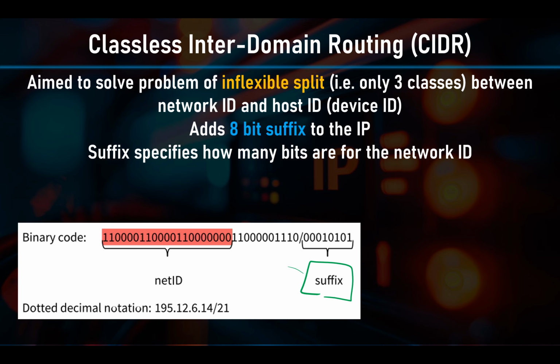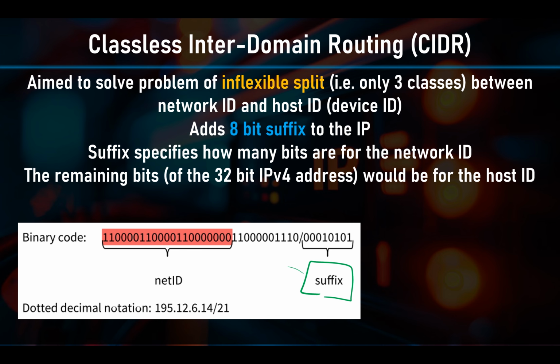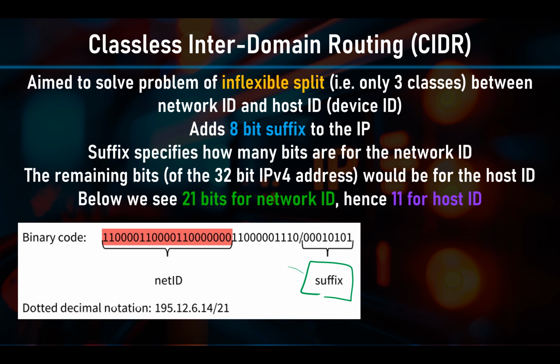Let's say the IP address is still 32 bits, but you're sending this 8 bits of metadata. So I wouldn't really say the IP address is 40 bits, it's just 32 bits plus an extra 8 bits of metadata. Anyway, these suffixes specify how many bits are for the network ID. The remaining bits of the 32-bit IPv4 address would therefore be for the host ID.